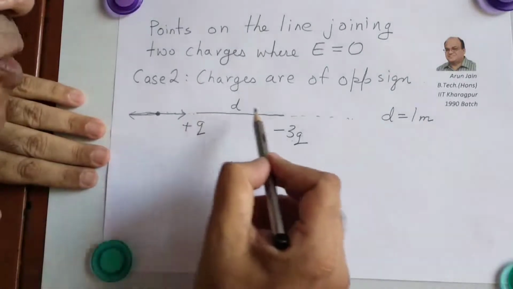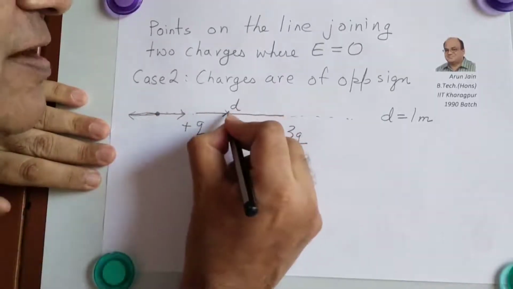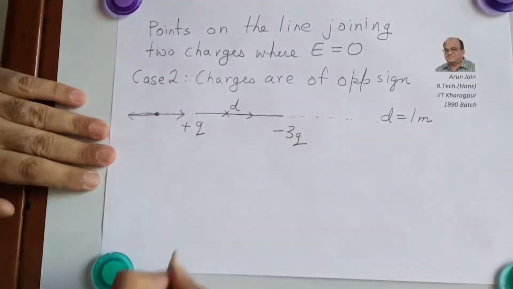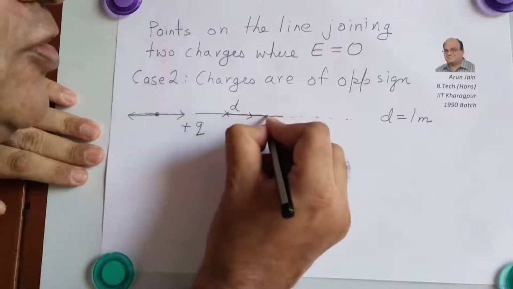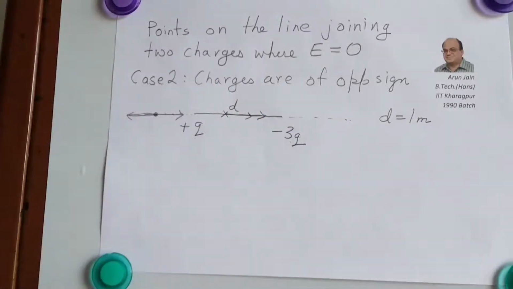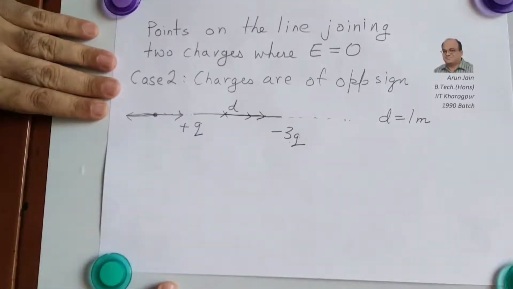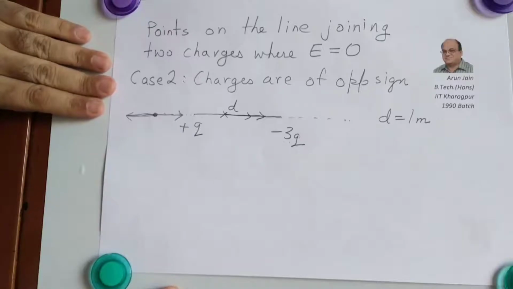If you consider a point in between the two charges, the plus charge creates the electric field away from itself. The minus charge creates the electric field towards itself. So these two electric fields are in the same direction. So they'll never cancel out. So therefore there will be no point in between the charges where electric field will be 0.